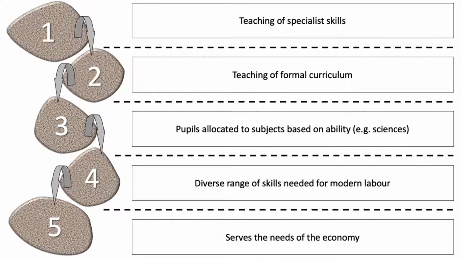Amelia's put about merit as well. Meritocratic type applications all serve the needs of the economy. What you have to do when you're analysing, when you're trying to get those AO3 skills in, is move through from this idea of teaching specialist skills through the different stages to show how it serves the needs of the economy. It's kind of unpacking it, isn't it? And that's what we've done there.